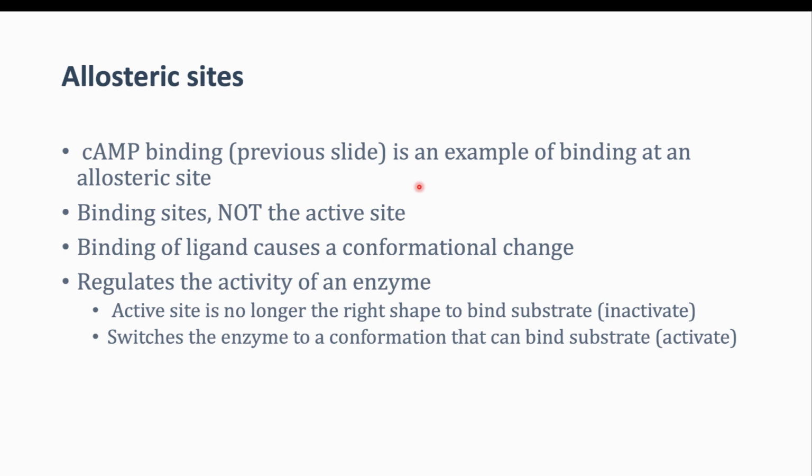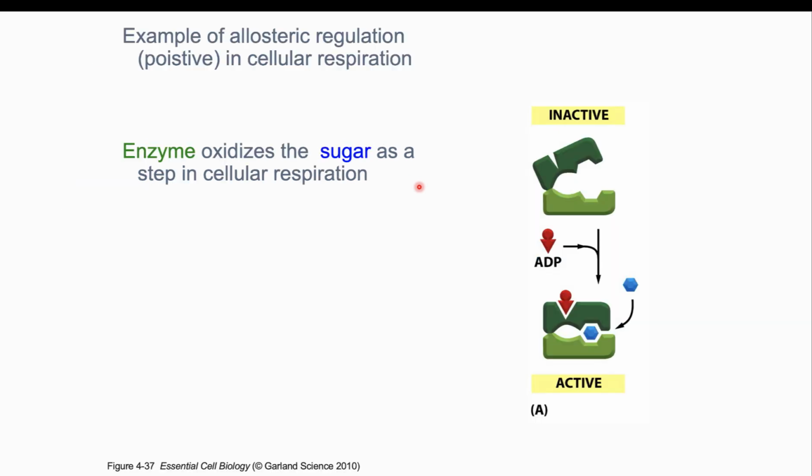So summarizing this, the cyclic AMP binding site in the previous slide is an example of binding at an allosteric site. It's binding at a site other than the active site. This causes a conformational change which regulates the activity of the enzyme. The example I showed you in my drawings and the example in the previous slide are both examples where allosteric binding inactivates the enzyme, but there are also examples where binding an allosteric site actually flips the enzyme on or activates the enzyme. So we're going to look at an example of that next.